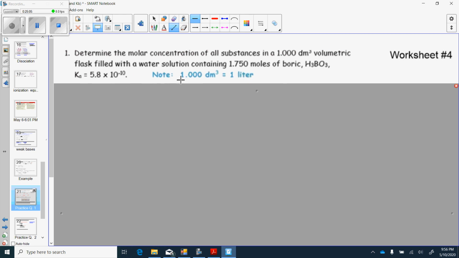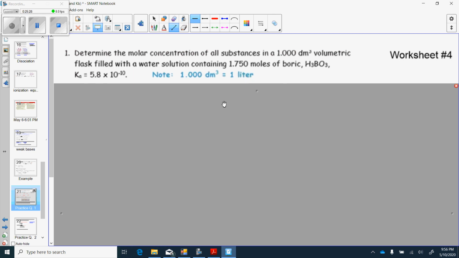And note, it's been a while since we talked about decimeters cubed. 1 decimeter cubed equals 1 liter. So this is the same as saying 1 liter. Okay, so we're working in a 1 liter volumetric flask. So we're looking for the concentrations of everything, of all the substances, when we put boric acid in water.